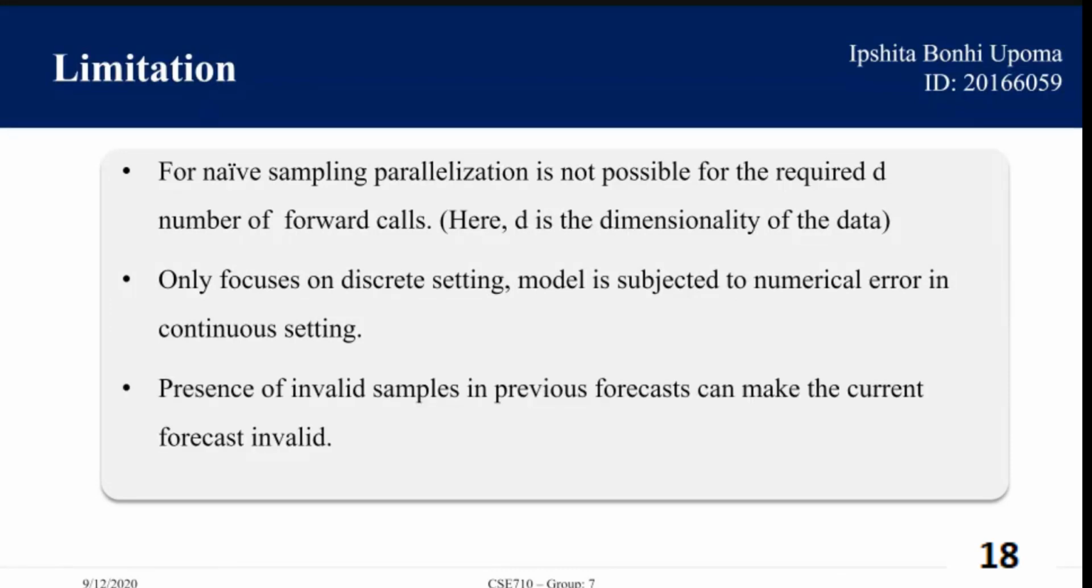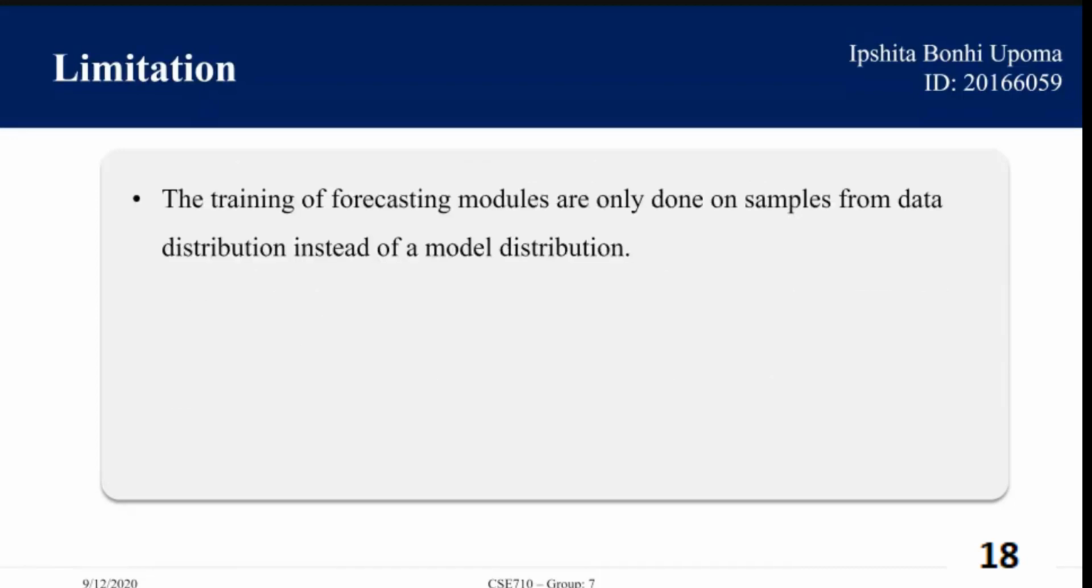The ARM fixed point iteration method uses all previous samples to make predictions for the following sample. So the presence of an invalid sample in the previous forecast can make the current forecast invalid. In the learned forecasting model, the sampling is only conditional on available valid information. Due to the slow sampling process, the training of the forecasting modules is done only on samples from the data distribution instead of using samples from a model distribution.